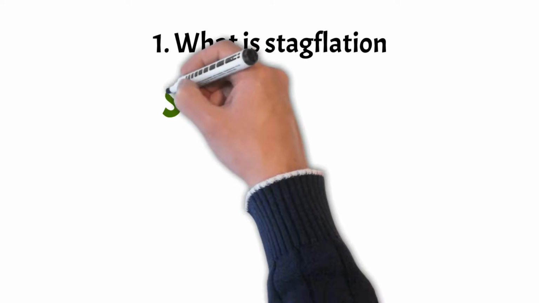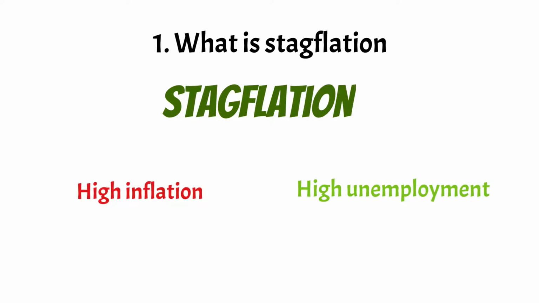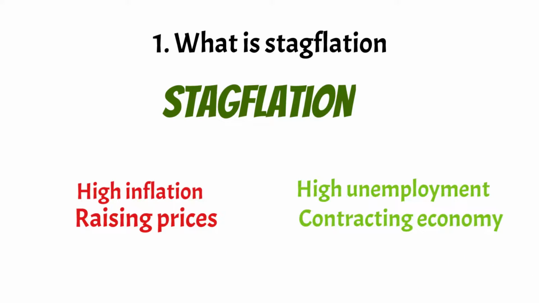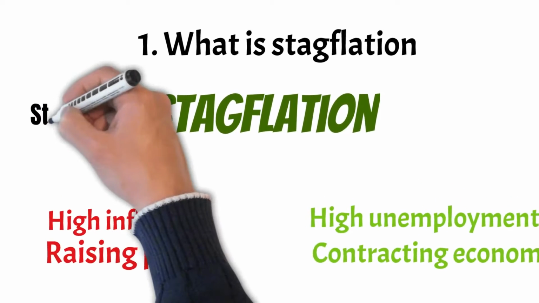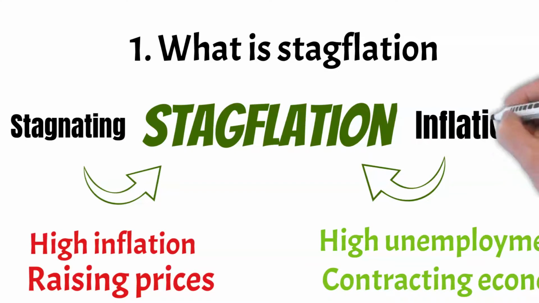In economics, stagflation is a combination of high inflation and high unemployment. It's a situation in which prices are rising while the economy is stagnating or even contracting. Hence the word stagflation. The first half of the word, stag, being an abbreviation of the word stagnating, and the last half of the word, flation, being an abbreviation of inflation.